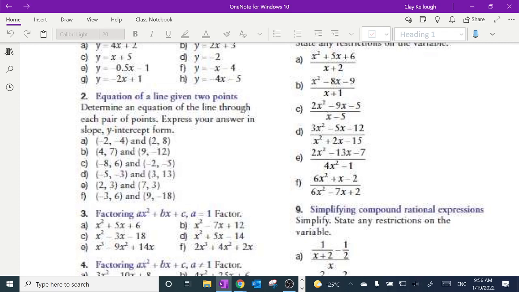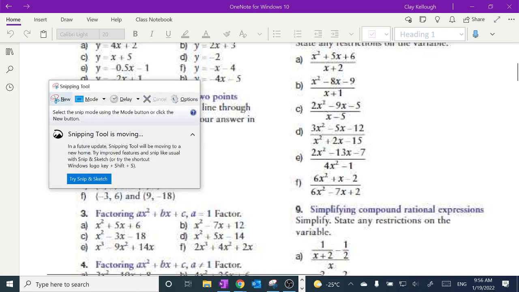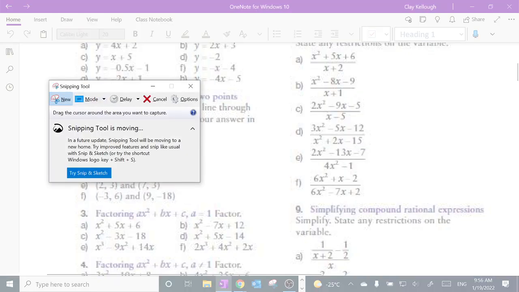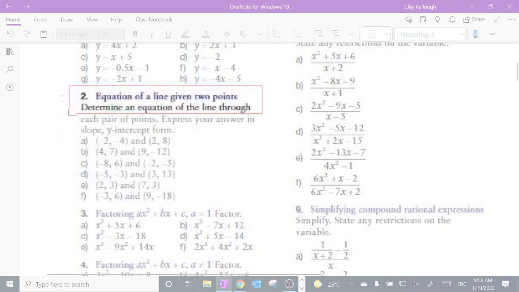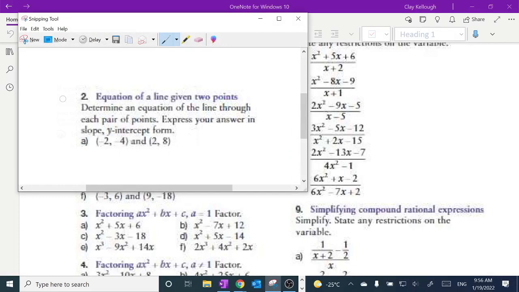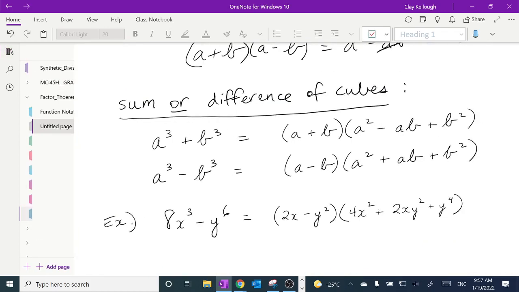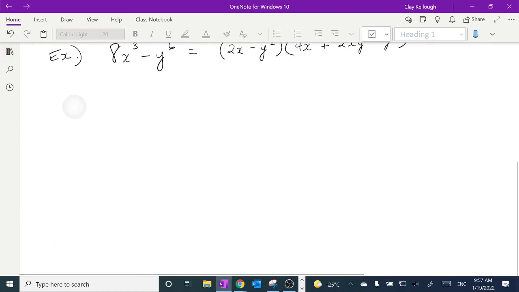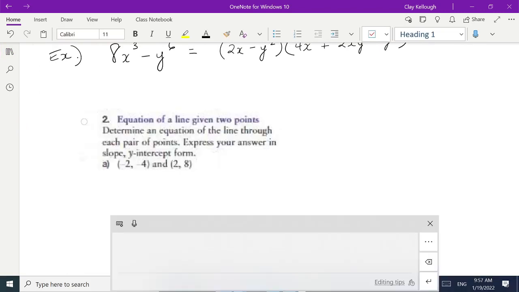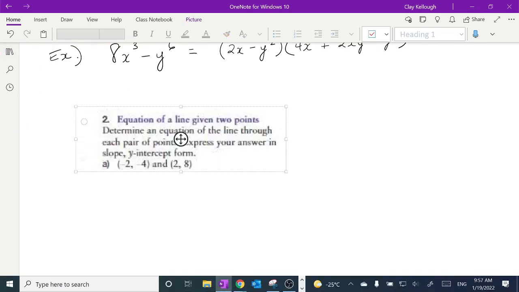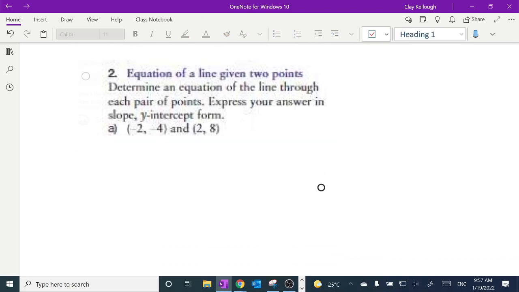So if you have a pair of points, how do you find an equation? Let's maybe do one from number 2. Here, we'll do that one. I have an untitled page I can put it on right here. Okay, determine an equation of a line through each pair of points. Okay, so how do we do this?